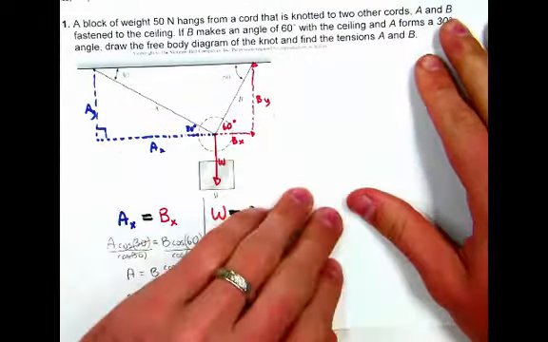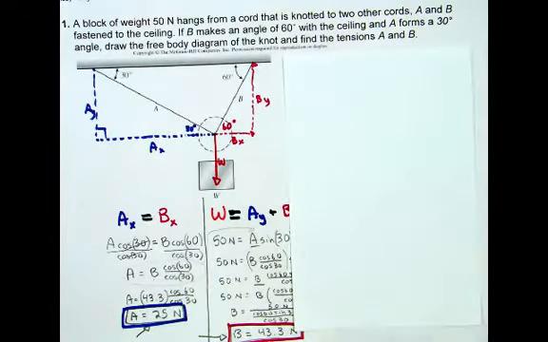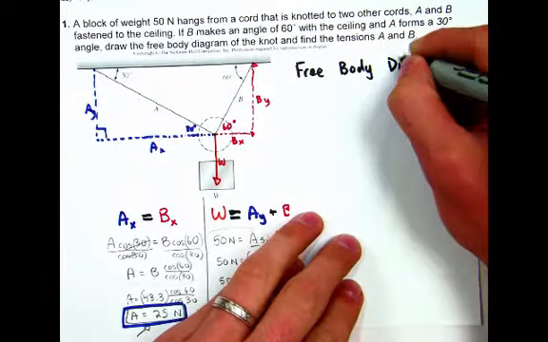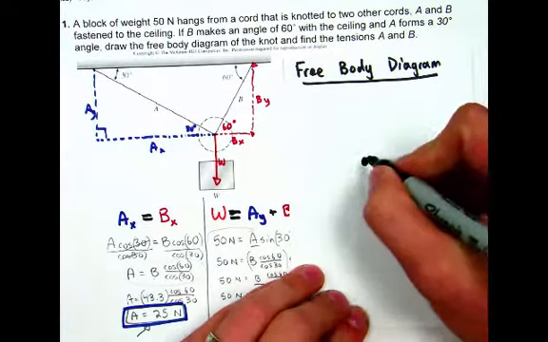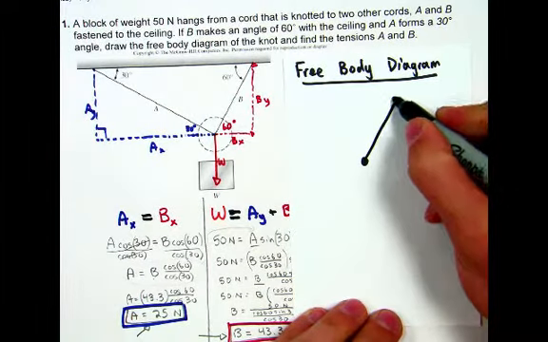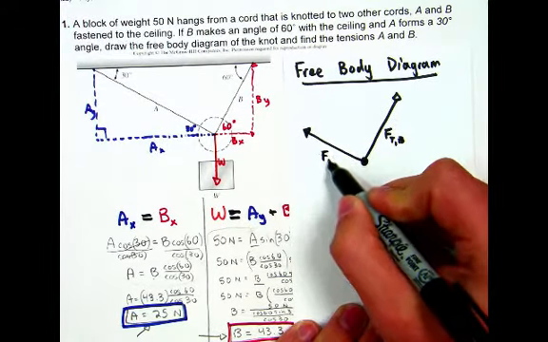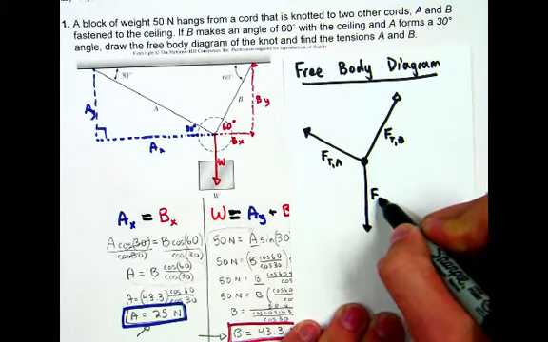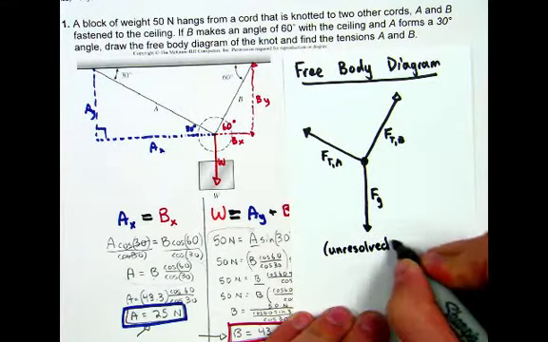Now, when I draw my free body diagram, what I'm going to do here is draw both an unresolved and a resolved free body diagram. So first, let's look at the unresolved free body diagram. The only three forces on the unresolved free body diagram are A, B, and W. But on my free body diagram I don't want to use A, B, and W. I want to use actual forces. So when I write my forces, I'm going to write the force of tension in the B direction and the force of tension in the A direction and the force of gravity. So that's my unresolved free body diagram.